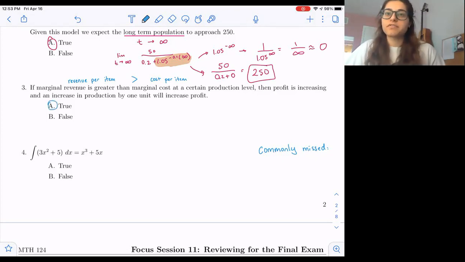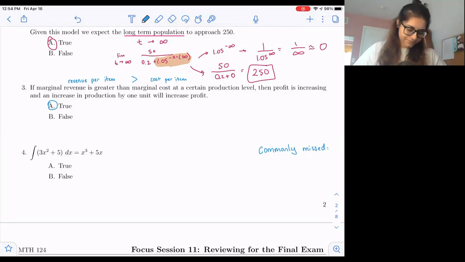You can go back and review the focus session too. I'm pretty sure they had those rules there, but I would try to understand those rather than memorize them. It's just really not worth memorizing.